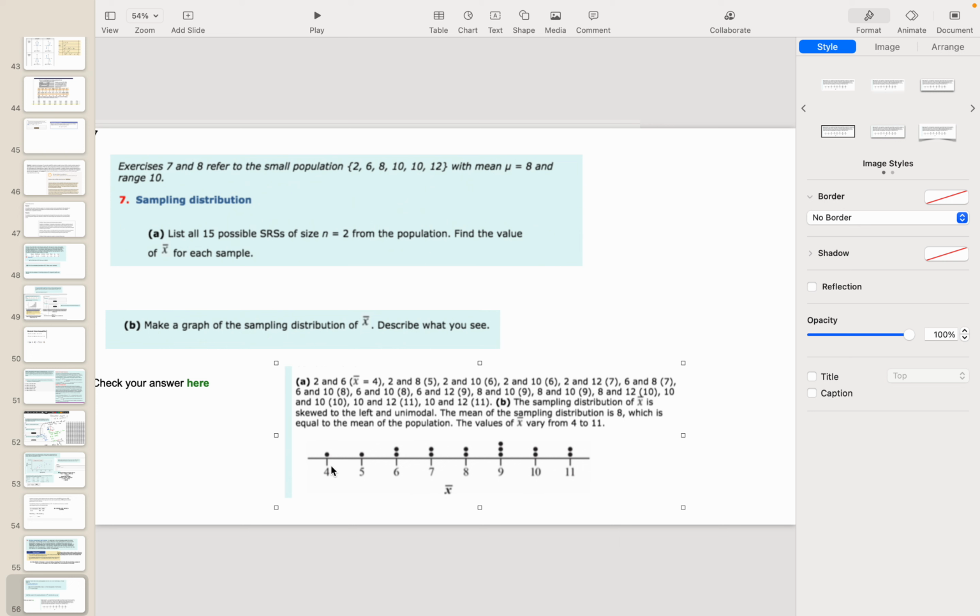It's skewed a little bit to the left, right? Because it's got these smaller values, even though more of them are over here. It's unimodal because it has one mode. The mean of the sampling distribution, well, if we added all of these up and found the mean, we'd find that it's 8, which is interesting because that was the same as the mean of our population. And the values vary from 4 to 11.